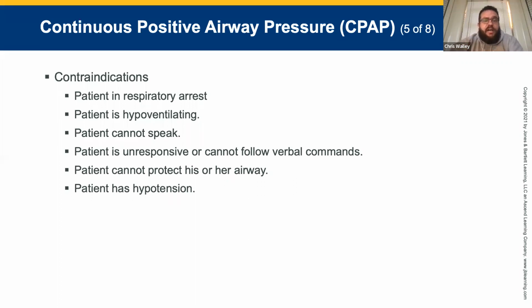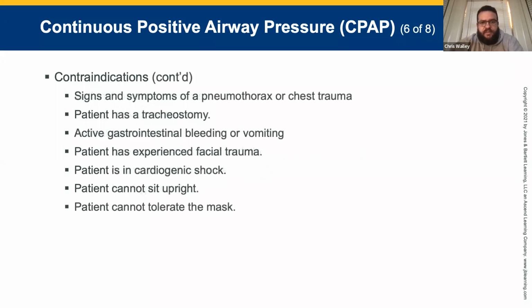So if they're not able to maintain their own airway on a normal basis, we don't want to use CPAP, because we could create some other issues that may end up complicating their airway problem, their airway tract, and their respiratory system. Signs and symptoms of pneumothorax or a chest trauma. The patient cannot sit upright. The patient is in cardiogenic shock, and the patient cannot tolerate the mask. A lot of the time, they can't tolerate the mask because they're already in respiratory distress, and now I'm trying to fit this mask over their face.